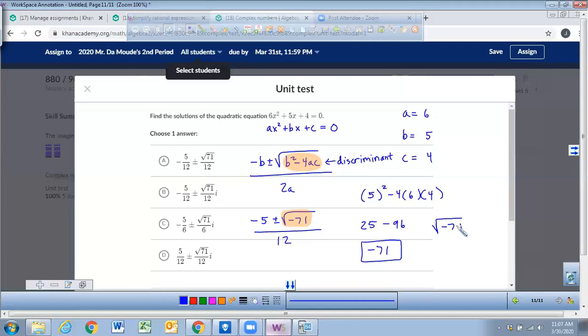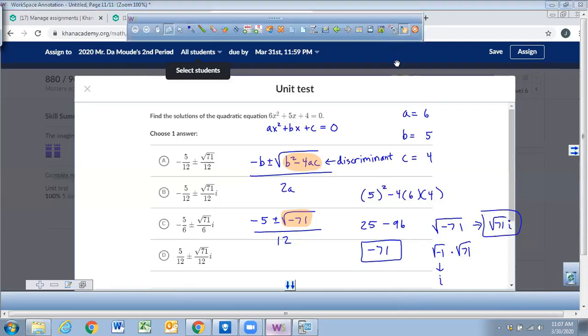So the square root of negative 71, here's what happens. Does anybody remember what the square root of negative 1 actually equals? It's an imaginary number called i. So if I say the square root of negative 1 times the square root of 71, that's how you can break this down. So basically, what does this ultimately become? It becomes the square root of 71 times the letter i.